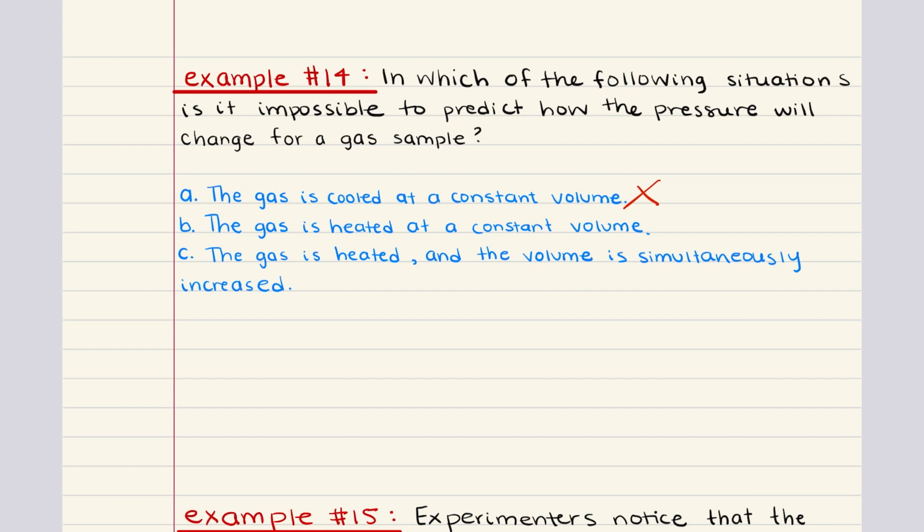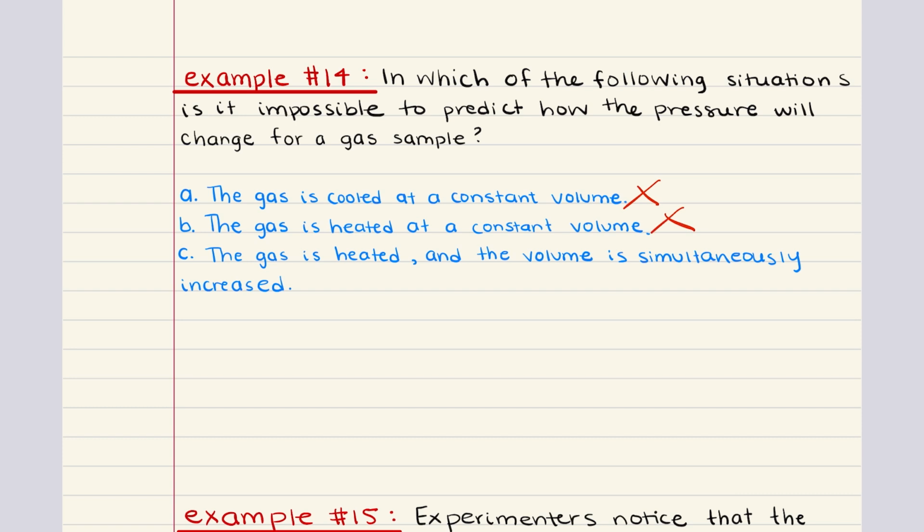B says, the gas is heated at a constant volume. So if the gas is heated, temperature increases at a constant volume. What will happen to the pressure is that it's going to increase. This relationship is also predictable and direct, so it's not the correct answer.